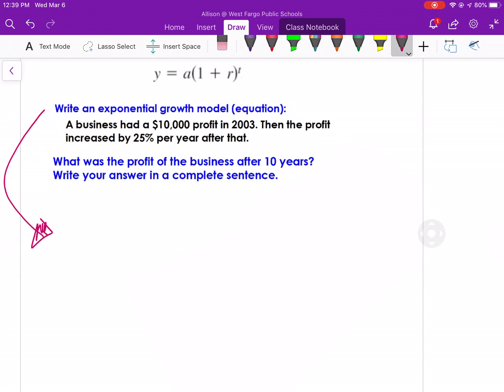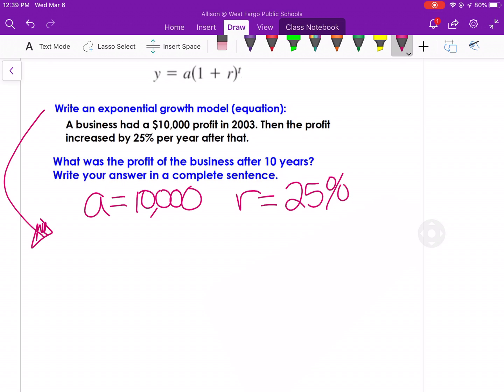We can define our variables. A is the starting value. So here we started with the $10,000 in profit. It increased by a rate of 25%. We're going to need to use the decimal for that. So you move the decimal 2 to the left, so it'd be 0.25. So that's the information we need to write the model right here.